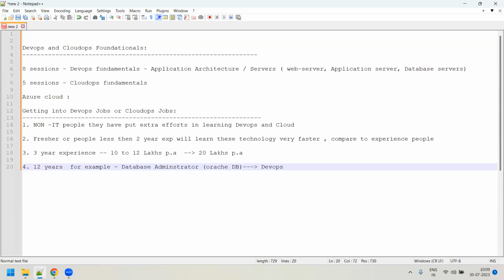The reason I'm addressing this is that many people have come across, like yesterday itself, one guy came and said he has 12 years of experience in database. I'm quoting his example only. He asked me, sir, how can I get into DevOps? Some of you might ask, sir, why are so many people from many domains switching to DevOps?